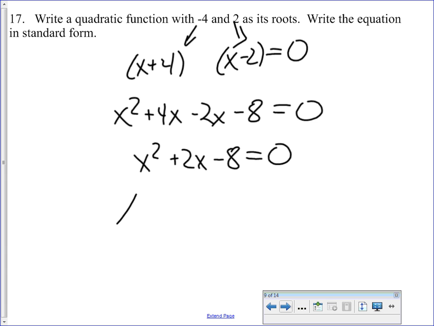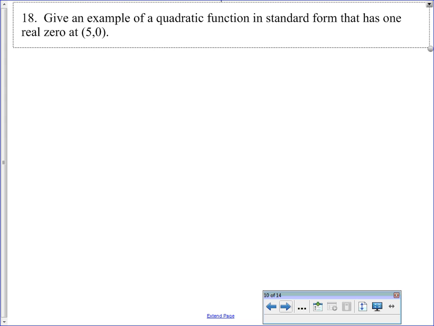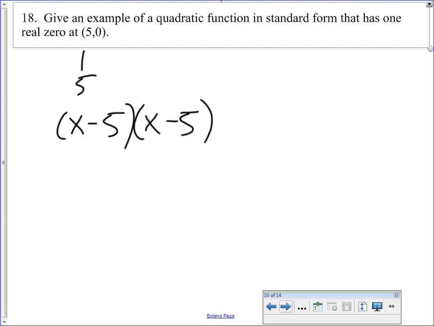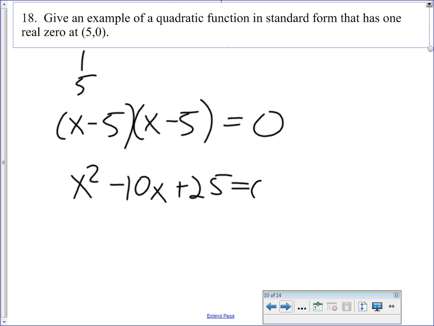And remember, you can always double check this very easily by graphing it. And when you graph it, these had better be the zeros or the x-intercepts. For this one, give an example of a quadratic function in standard form that has one real 0 at (5, 0). Well, that means the 0 is 5, which means the factor is x minus 5. If there's only one 0, that means it's coming up twice. And so I'll end up with x squared minus 10x plus 25 equals 0.